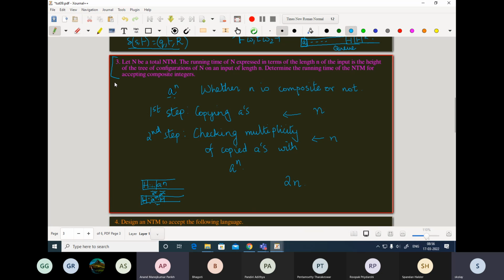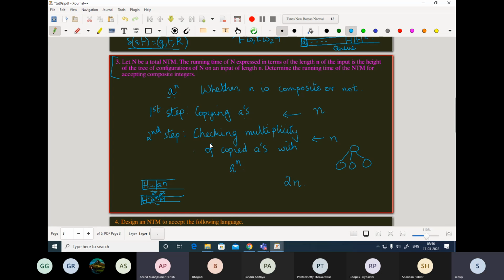So what you're describing is a deterministic Turing machine where you have to check up to square root of n to see whether one such factor exists or not. But in the non-deterministic Turing machine, the running time consists of one run. So one run is you copy A's and you stop copying A's at some point. You guess where you want to stop. This is your first step.